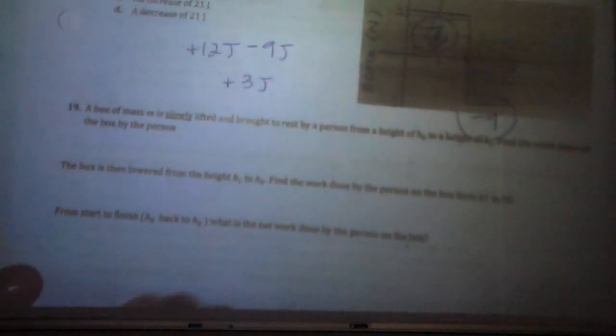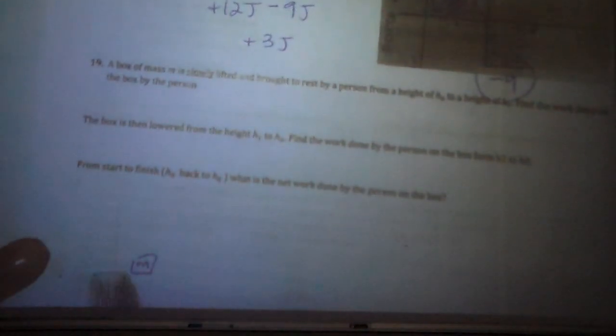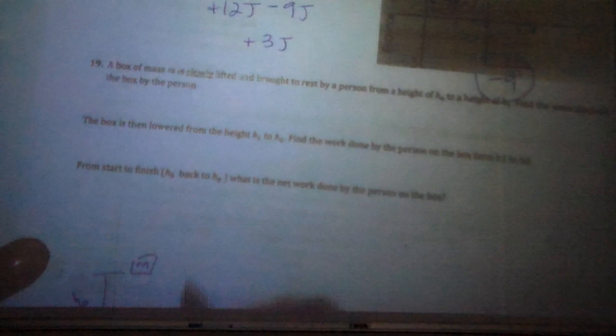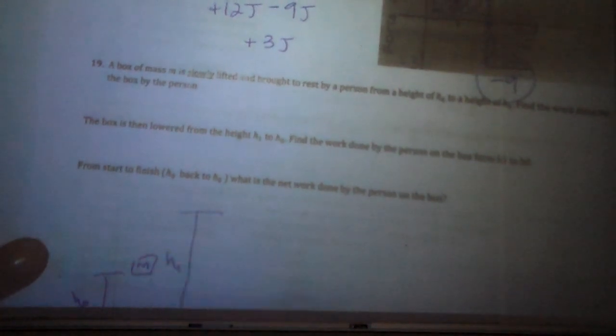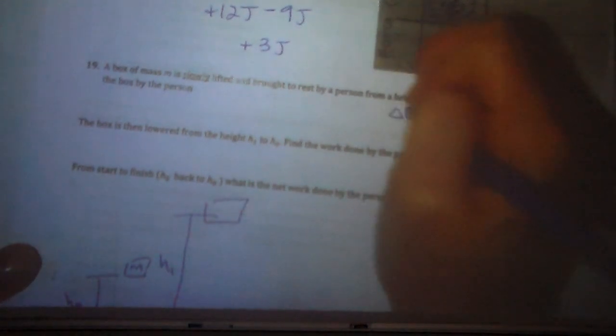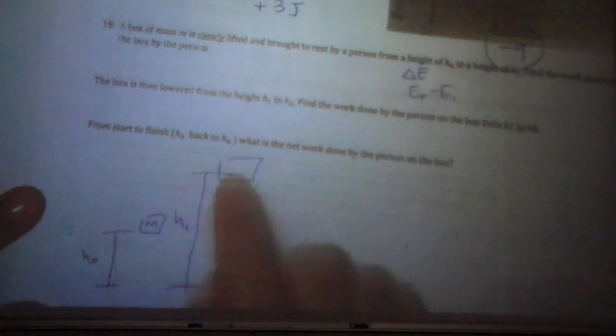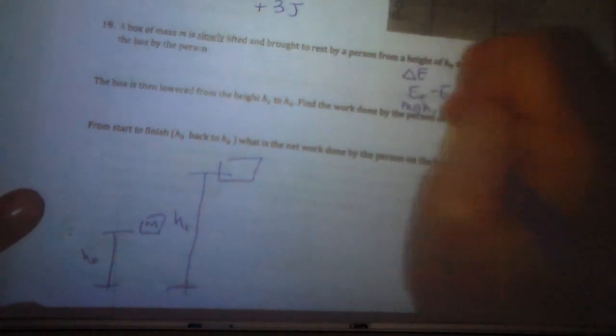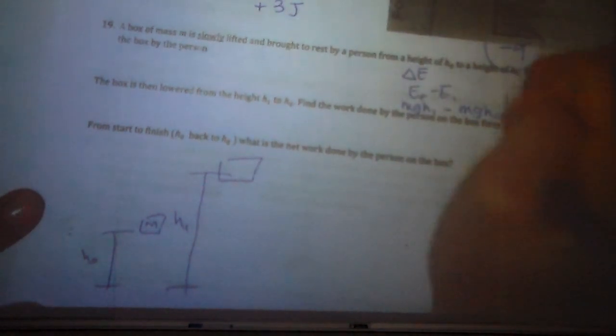Box of mass M is slowly lifted and brought to rest from height h0 to a height h1. Find the work done. So you can think of it as change in energy. So final energy minus initial energy. Final energy would be mgh1 minus mgh0. So that's my work done.